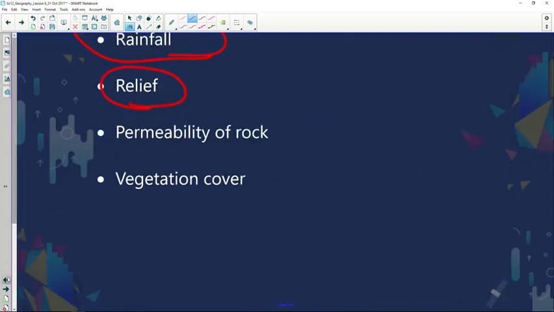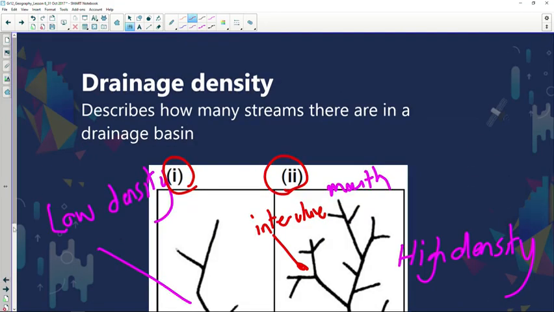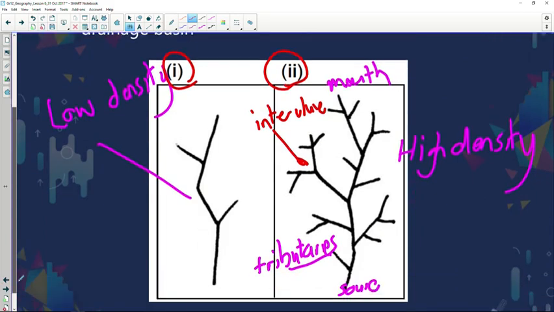Now, relief referred to the steepness of the slopes. Now, the high density one, number 2, do you think it's a steep gradient or a gentle gradient? And do you think the low density is going to be a steep gradient or a gentle gradient? Now, very simple matrix.